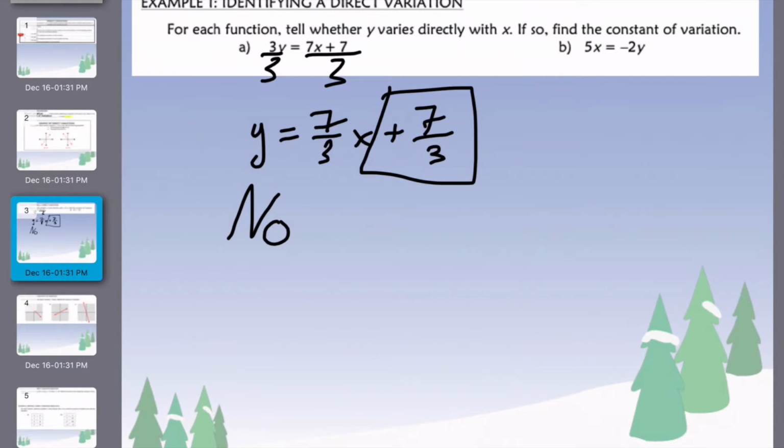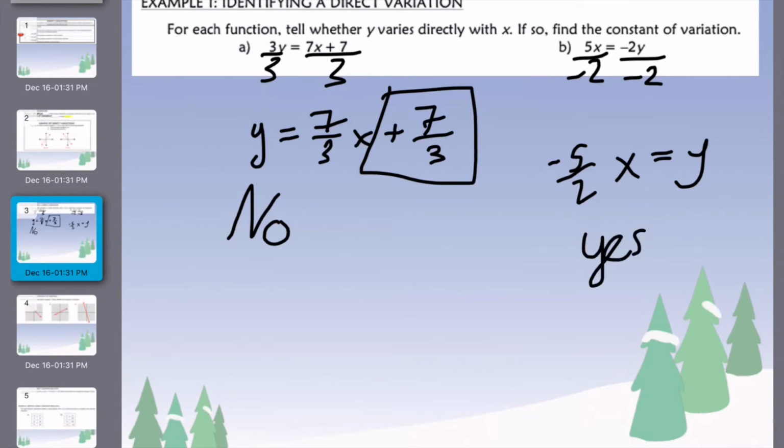For part B, it's a little bit different though. I can divide by -2 at the start, and I see that I have -5/2 x equals y, and that follows that same format for a direct variation equation. So yes, y does directly vary with x.